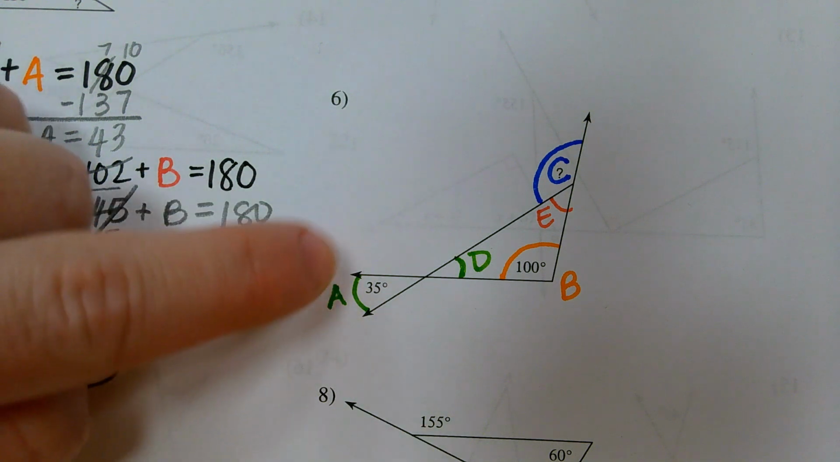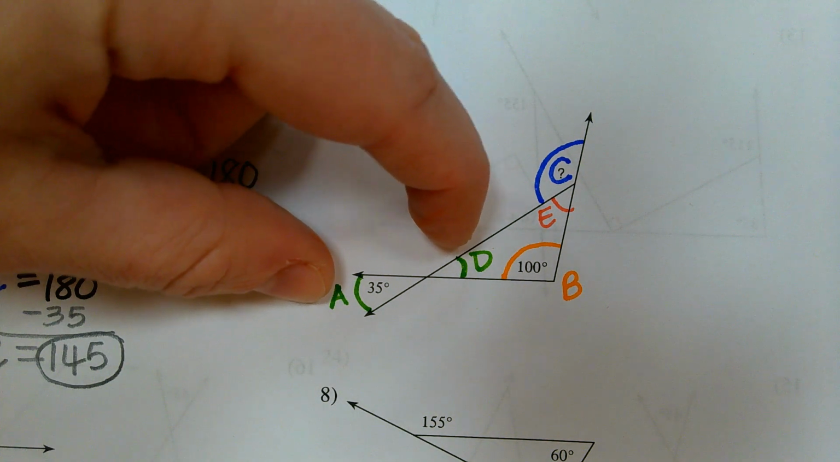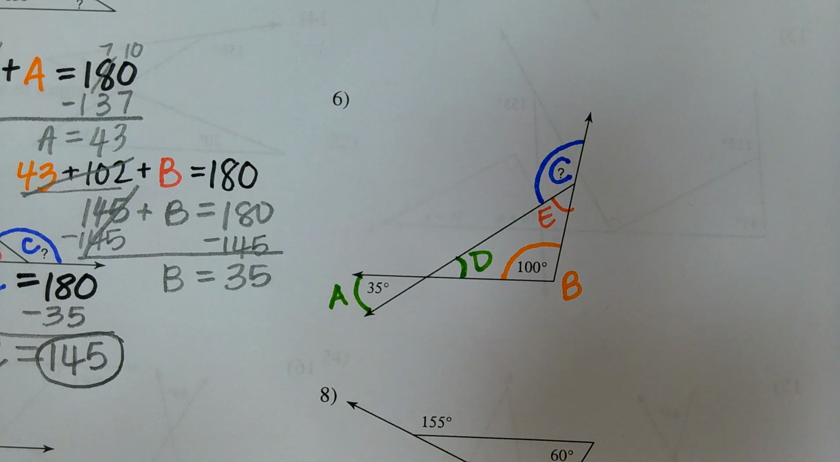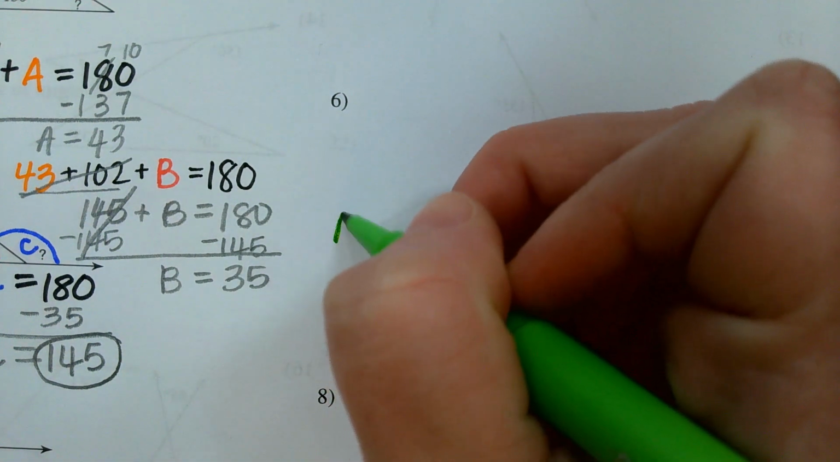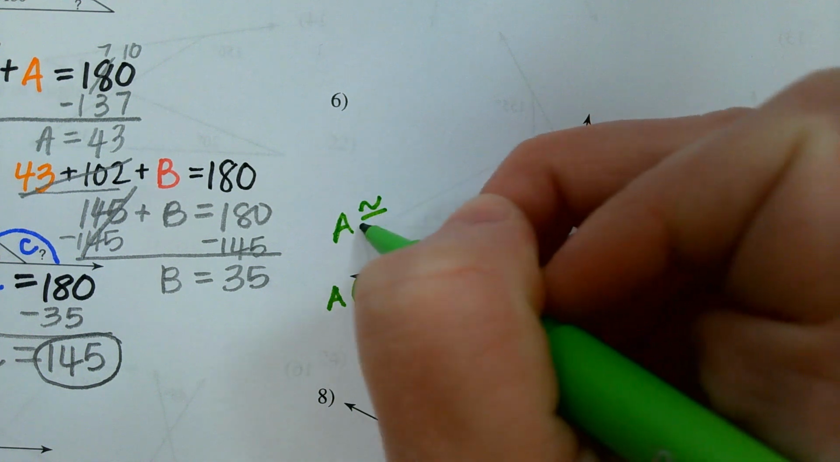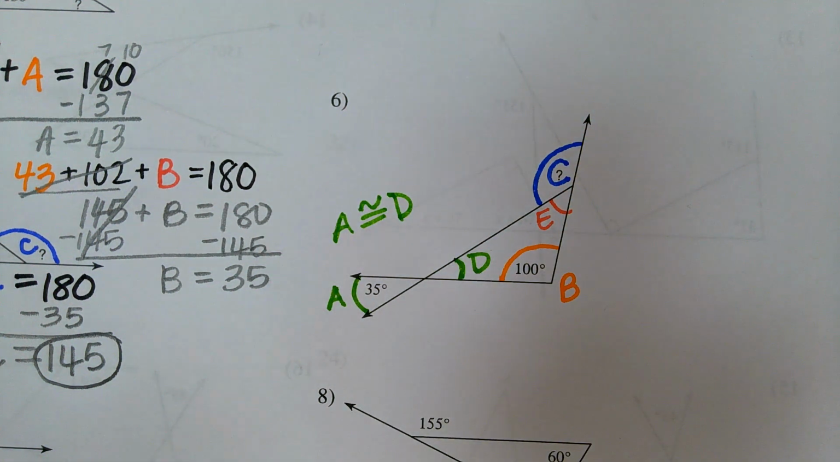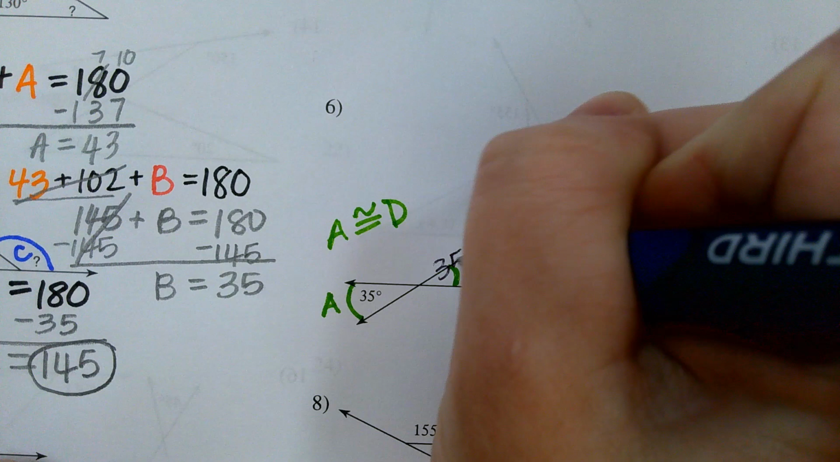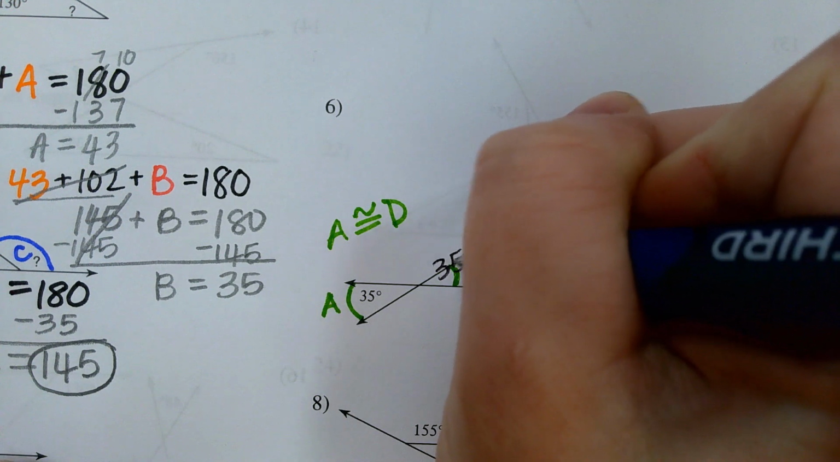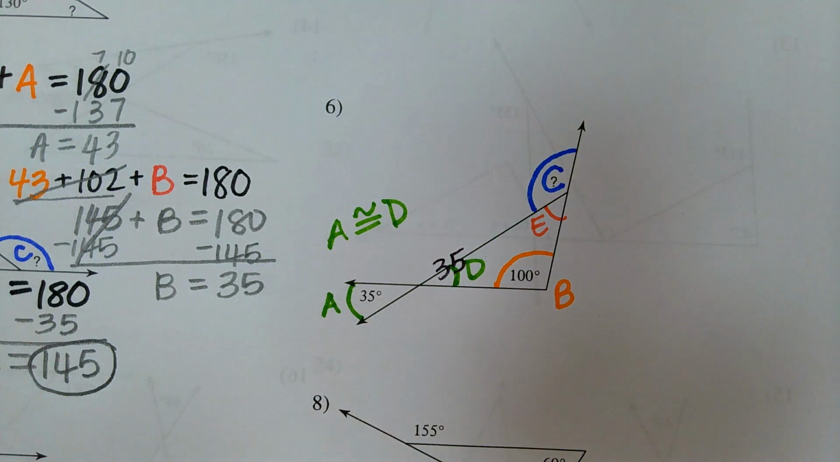Yes, they are. These angles A and D, they're called vertical angles. Vertical angles have the same measure. So angle A is congruent to angle D. So what is the measure of angle D then? 35. Perfect. Okay. So now that we have angle D figured out, can we find anything else? E. Awesome. So how are we going to do that?